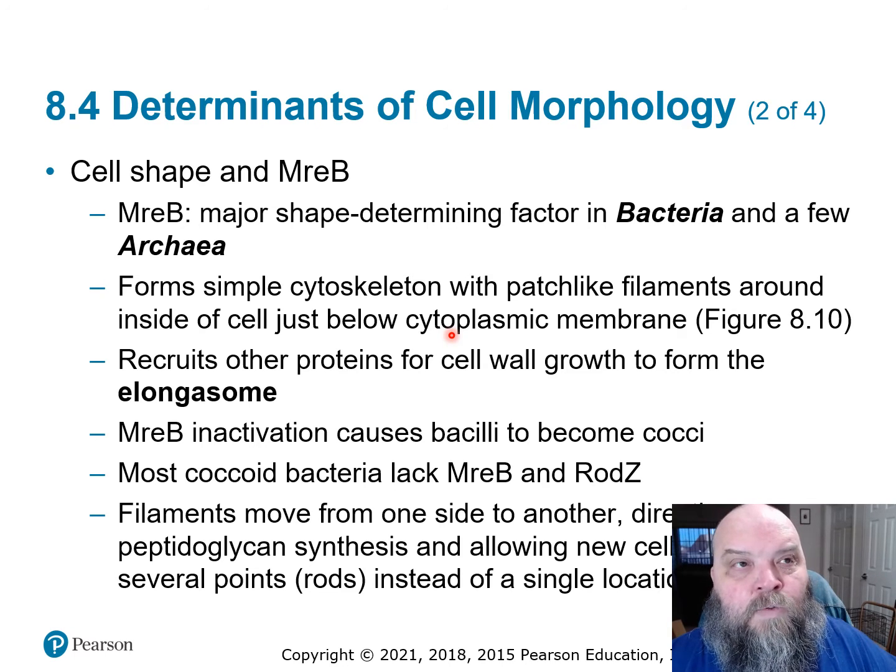So that cytoskeleton that you learned about and studied in protist and animal cells in intro cell and molecular biology, you're not going to see anything quite that advanced here. What you're going to have are patch-like filaments. Certain areas are going to be heavy in it, certain areas are going to be lacking in it. The MreB protein is going to recruit proteins to form what is called an elongasome. Its job is to elongate the cell. Makes sense.